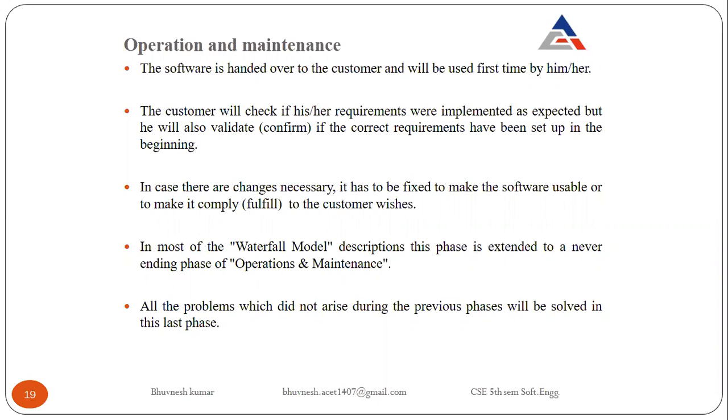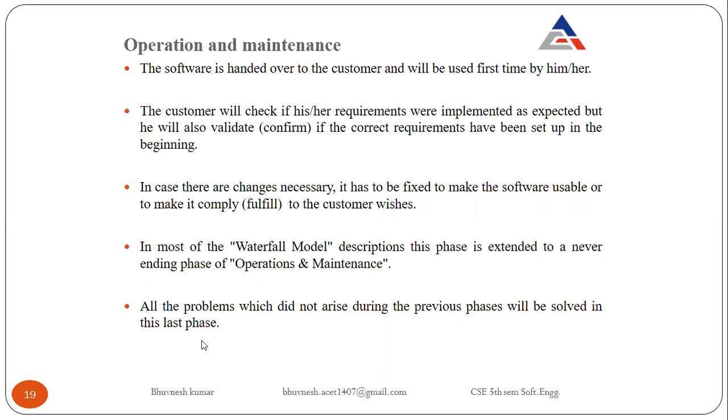Next point: the waterfall model has different phases, feasibility study, gathering, design, coding, testing, and all these phases are used, but the maintenance phase takes more effort from your software team. At each and every step, or according to customer need, the product should be maintained. All the problems which did not arise during the previous phases will be solved in the last phase. That is why it is called maintenance.